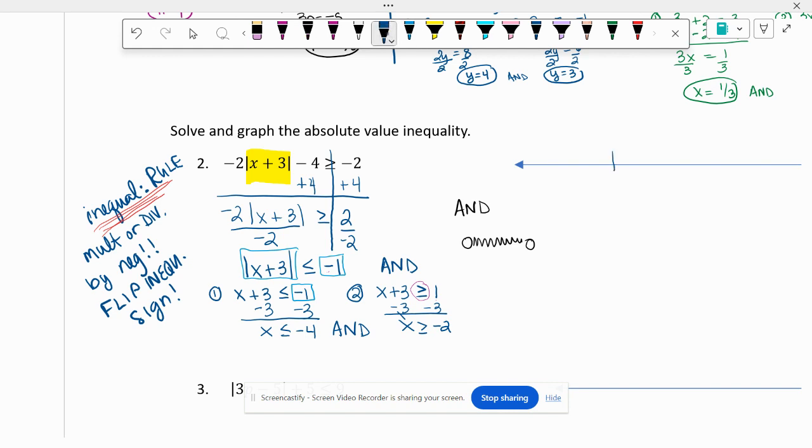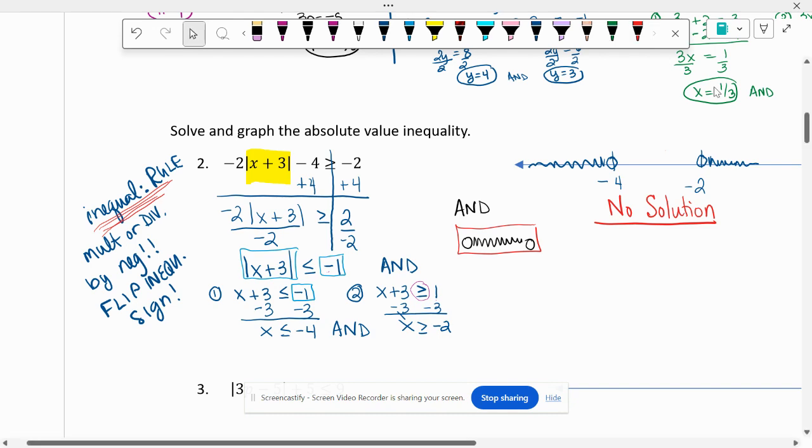So I'm going to put -4. I'm going to put -2. X is less than or equal to -4, and x is greater than or equal to -2. Well, when you have an and, it's supposed to be both. Both solutions are supposed to overlap. Do you see how that's not happening? That is not happening. So that means that there is no solution. And I'm going to show you why there's no solution.